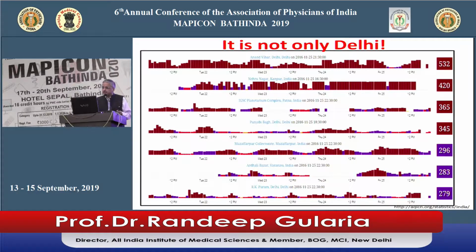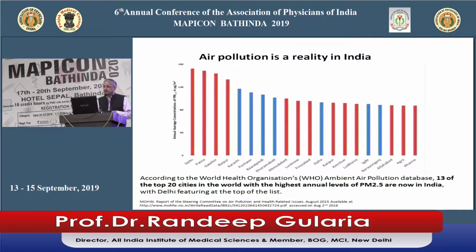And this is not only in Delhi. If you look at various other cities, Kanpur, Patna, Muzaffarpur, Varanasi, all of them have very, very high levels of air pollution. That is why it is said that 13 of the top 20 cities in the world with the highest annual level of PM 2.5 are now in India. We have cities from Punjab also, Amritsar and Ludhiana, and various other cities. So this is not a phenomenon only in Delhi, because Delhi is a central part of India. It's where news happens. It's more in focus.